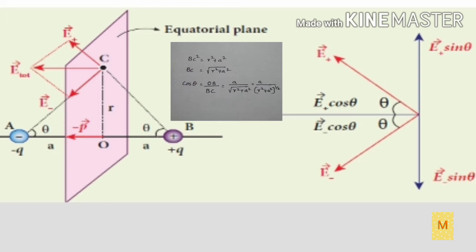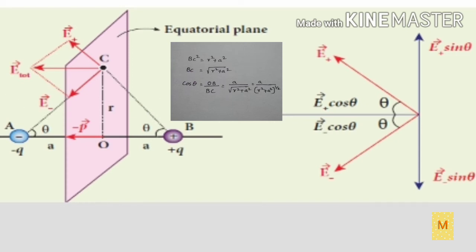Here the distance of BC and AC can be determined with the help of Pythagoras theorem. According to Pythagoras theorem, the hypotenuse squared is equal to side squared plus side squared. With respect to that, here we can write BC squared is equal to R squared plus A squared. From this equation we can get the distance of BC as root of R squared plus A squared. This process is also applicable to the side AC. So the side AC is also equal to root of R squared plus A squared.